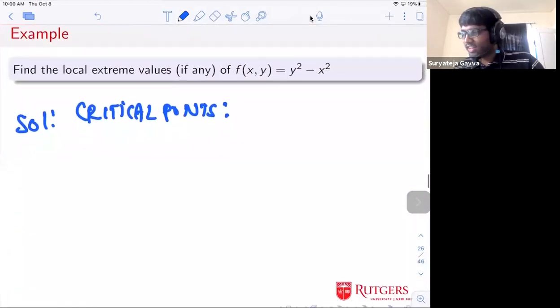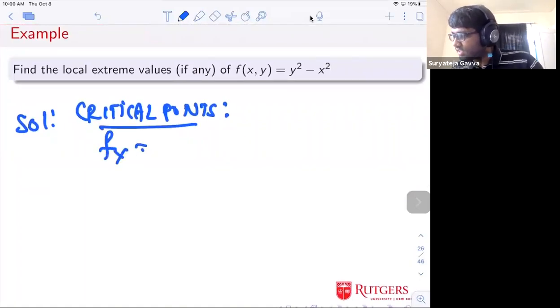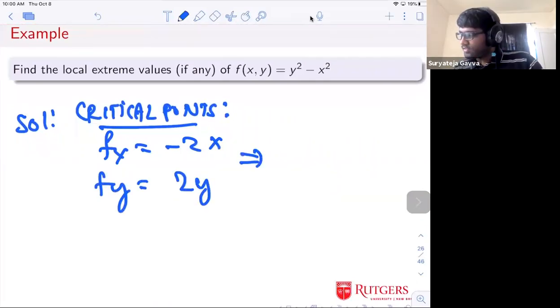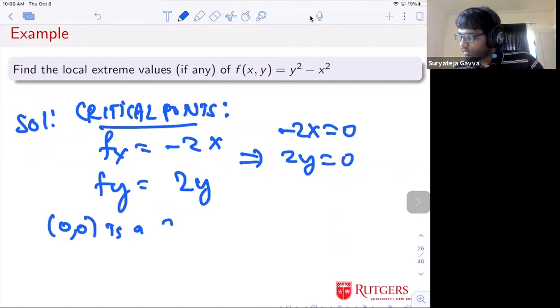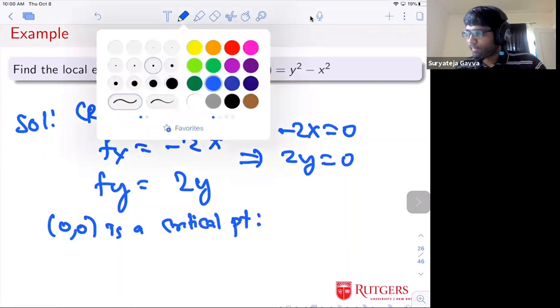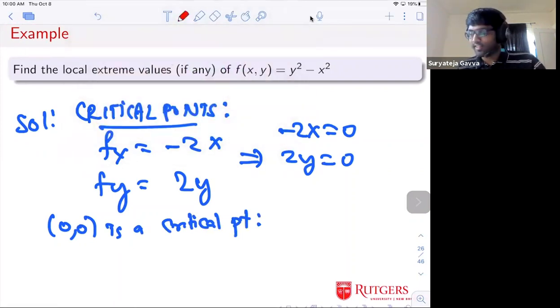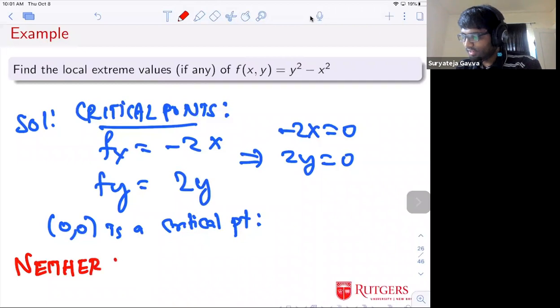Okay, so let me quickly finish this, I'll take one minute. Can you guys tell me the critical points here? So f_x is minus 2x, f_y is 2y. That means 2x equals 0, 2y equals 0. So (0, 0) is the critical point. Can you tell me if it is a max or min, or neither? Yeah, it's neither. In fact, it's a saddle.